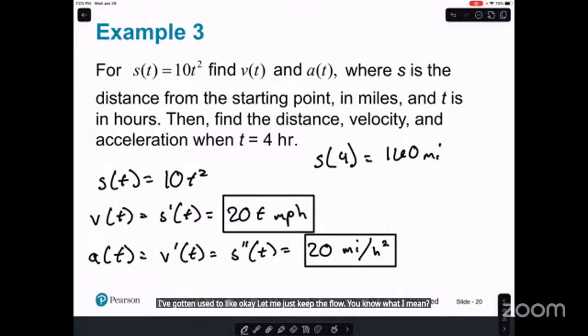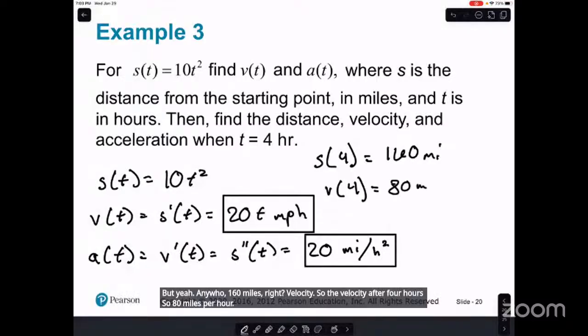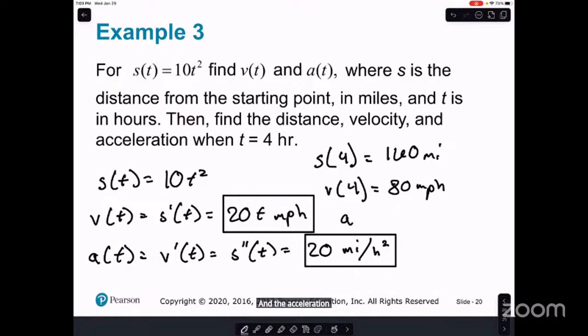But yeah. Anywho, 160 miles, right? Velocity. So the velocity after 4 hours, 80 miles per hour. And the acceleration after 4 hours is 20 miles per hour squared.